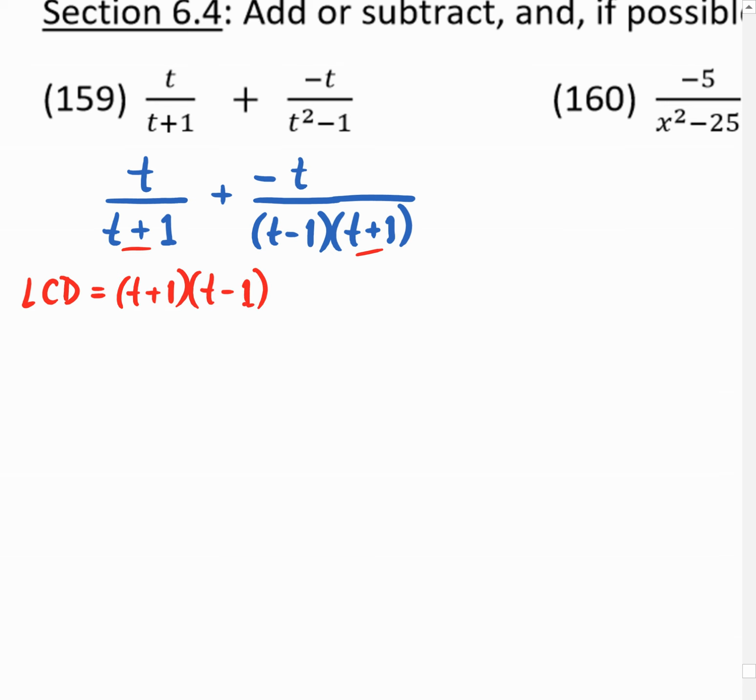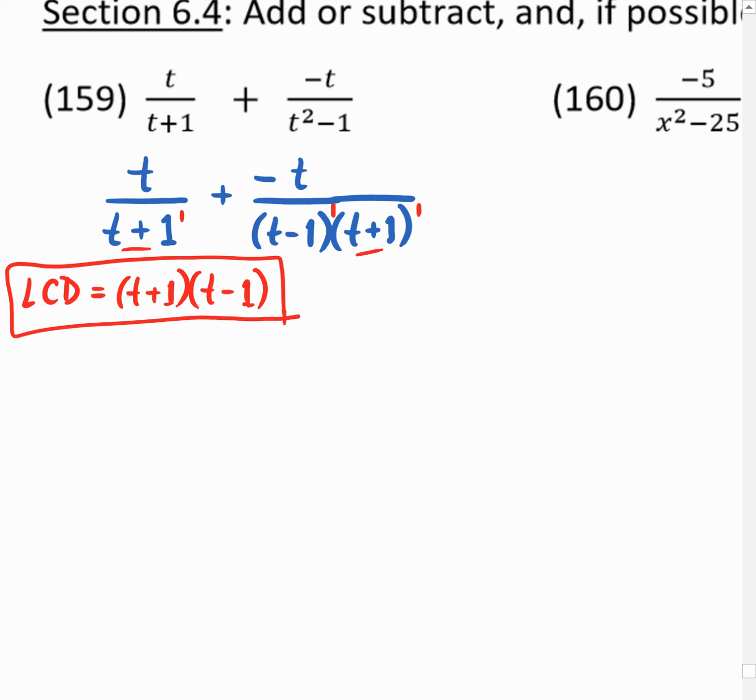And remember, you need any factor you see the greatest number of times you see it in either denominator. And I only see t plus 1 once here and once here. So I would only need one of those. Same with t minus 1. I only see one of those as well. So okay, there's our LCD.